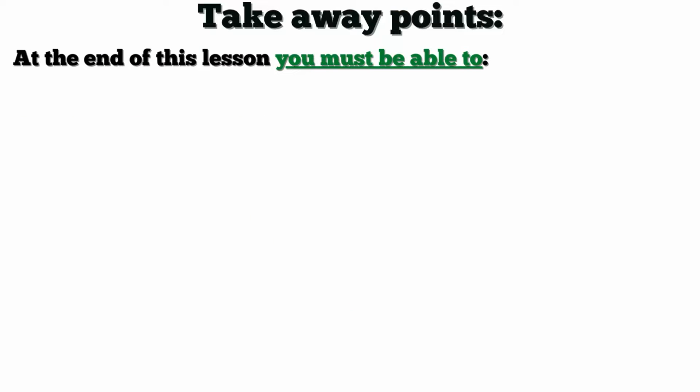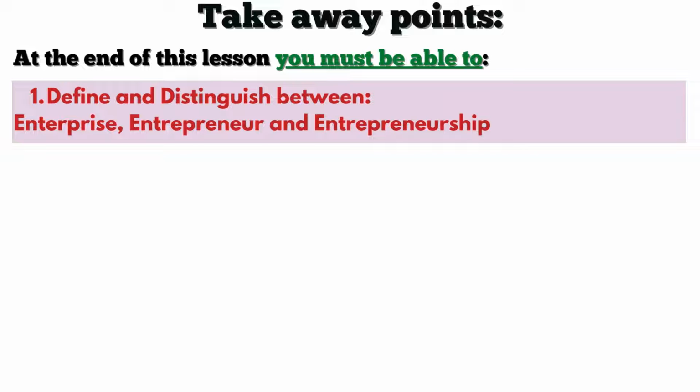Takeaway points from today's lesson. You must always pause the video and read the learning objective to know what you are expected to know at the end of each lesson. Let us revisit our lesson objective for today. At the end of this lesson, you must be able to: 1. Define and distinguish between enterprise, entrepreneur, and entrepreneurship.